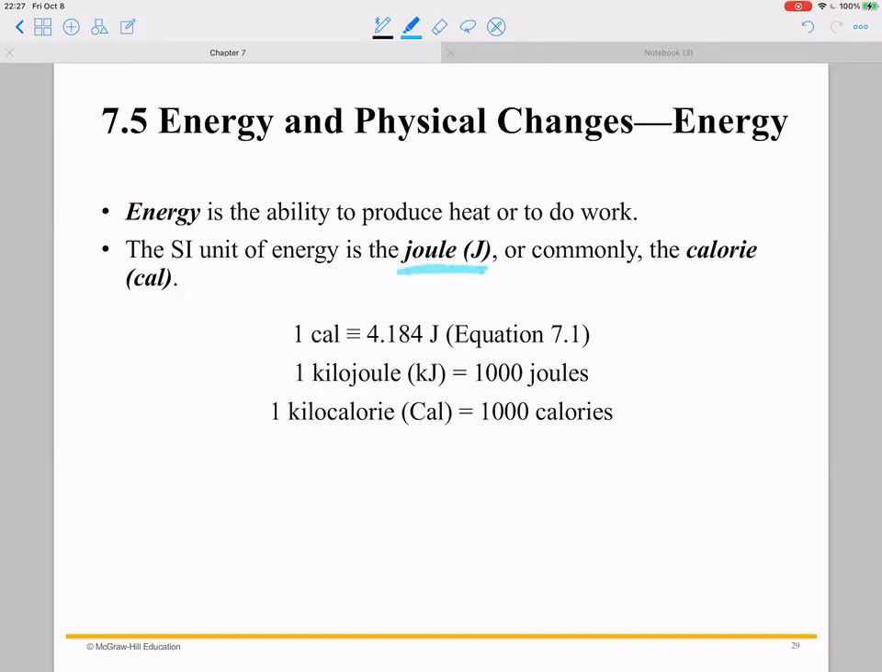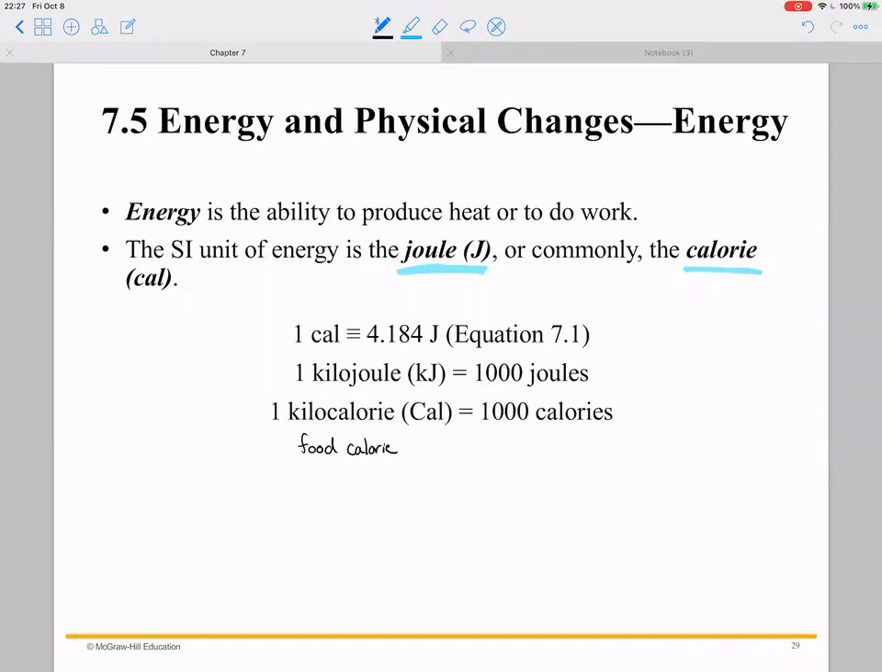That's typically what chemists and physicists use. And then the biologists tend to use calories. I'm sure you've heard that word calorie before, because that's, of course, how we talk about how much energy is in food. A food calorie is actually a kilocalorie. So a food calorie is a kilocalorie, or 1,000 calories.